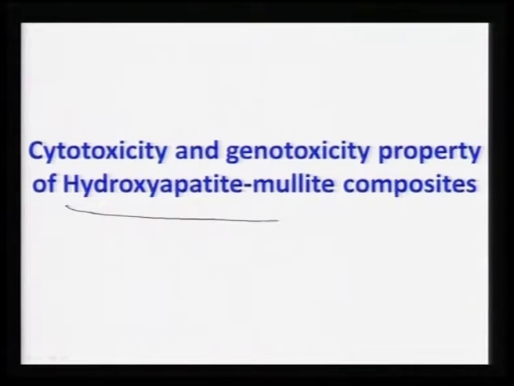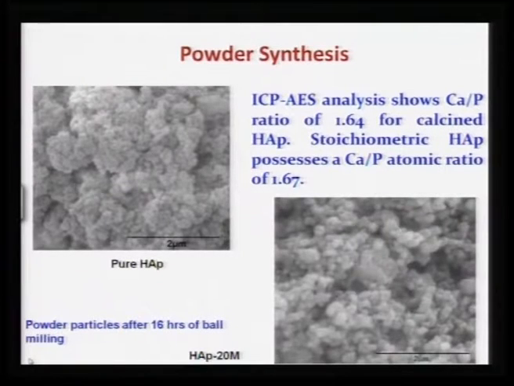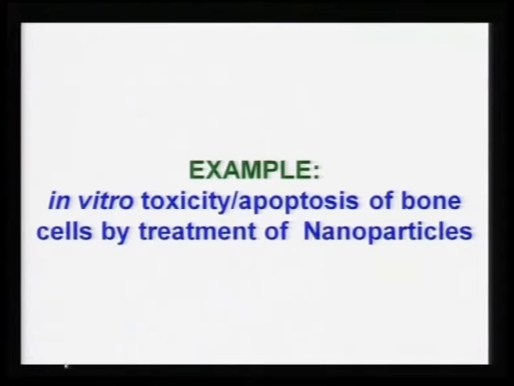Okay, coming to some examples of how cellular apoptosis happens. I will give an example of when a cell is treated with particle eluates like hydroxyapatite mullite, how this apoptosis takes place. These are the hydroxyapatite particles, typically in the nano size range, 100 nanometer or less, and another particle that we have taken is hydroxyapatite 20% mullite. There also the particle size is very small. The hydroxyapatite that we have used in our experiments has a Ca by P ratio of 1.67, that means it is more or less stoichiometric hydroxyapatite.